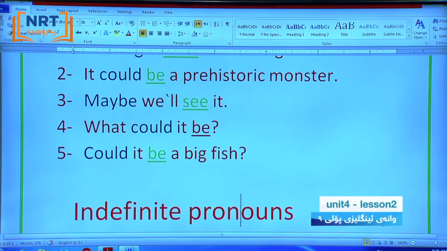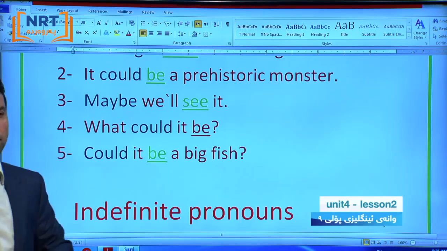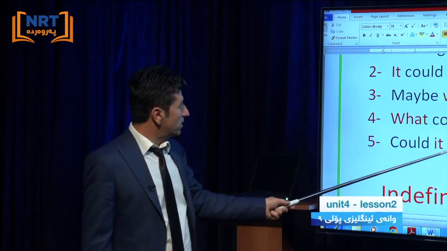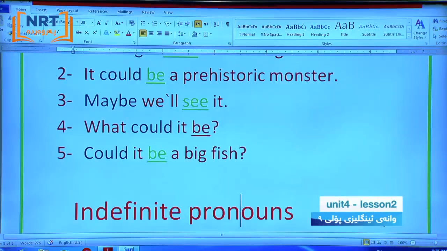We said we use maybe, could, might, and after these words, always comes base, as it is written on the board. Could be, maybe, see. Look, could be, we'll see. Be. Here these words, all of them are base. So after could, maybe, always comes what? Base.